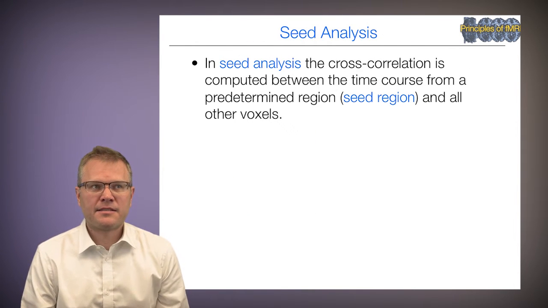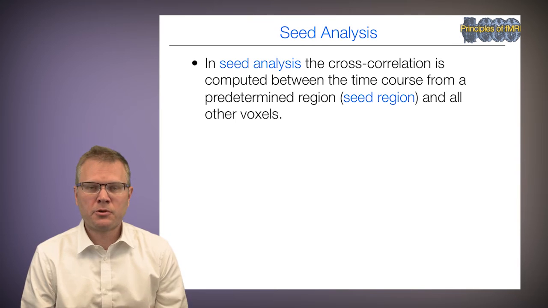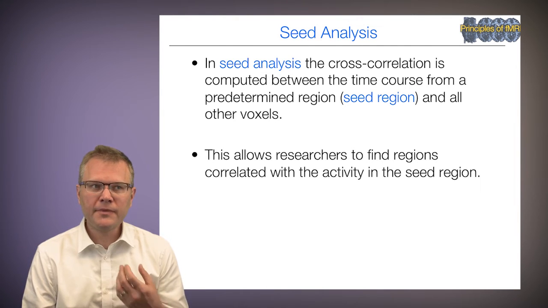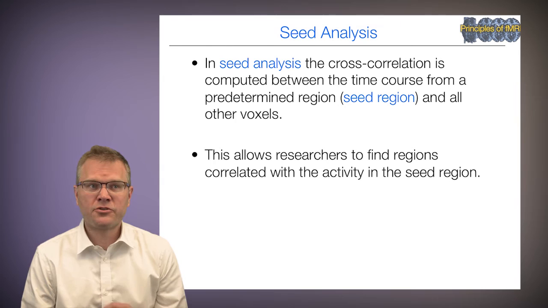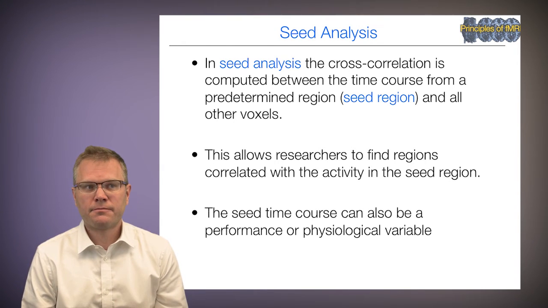In seed analysis, this cross-correlation is computed between the time course from some predetermined region, which is called the seed region, which we're particularly interested in, and all other voxels in the brain. This allows the researcher to find regions that are correlated with activity in the seed region. And the seed time course can also be a performance or physiological variable.